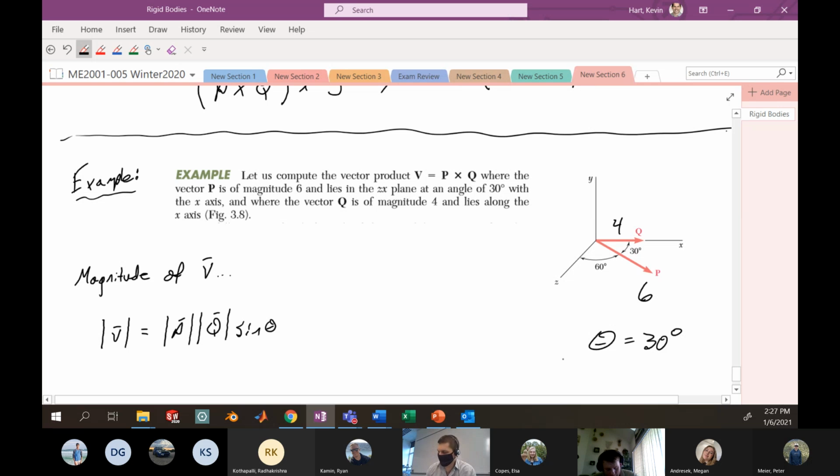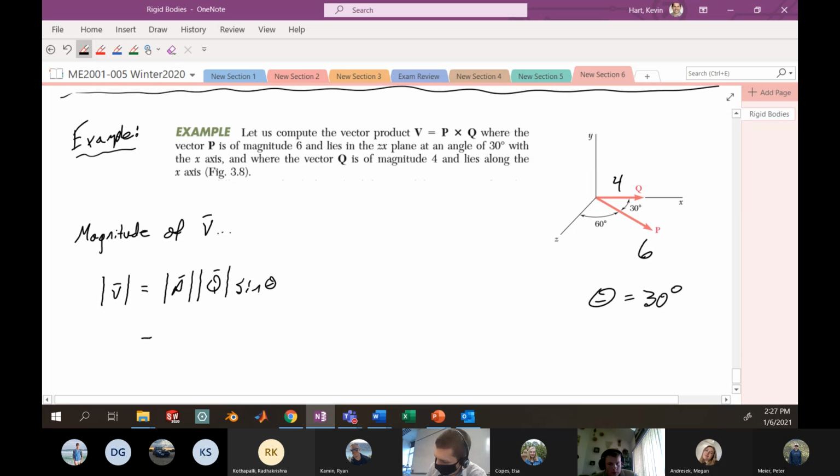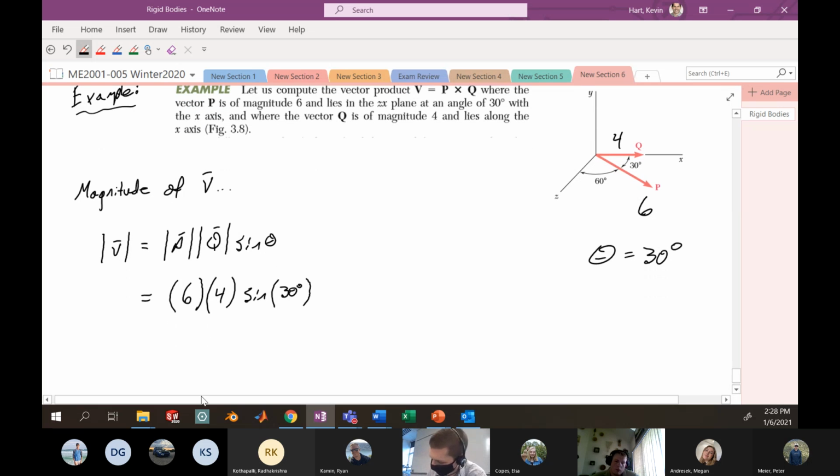All right, well, we're given the magnitudes straight up here. The magnitude of P is 6, the magnitude of Q is 4. So here this is just pretty simply going to be 6 times 4 times the sine of the angle between them, which is the sine of 30 degrees. All right, punch all this in here. 24 sine 30 is going to be 12. So here the magnitude of V is 12 units.